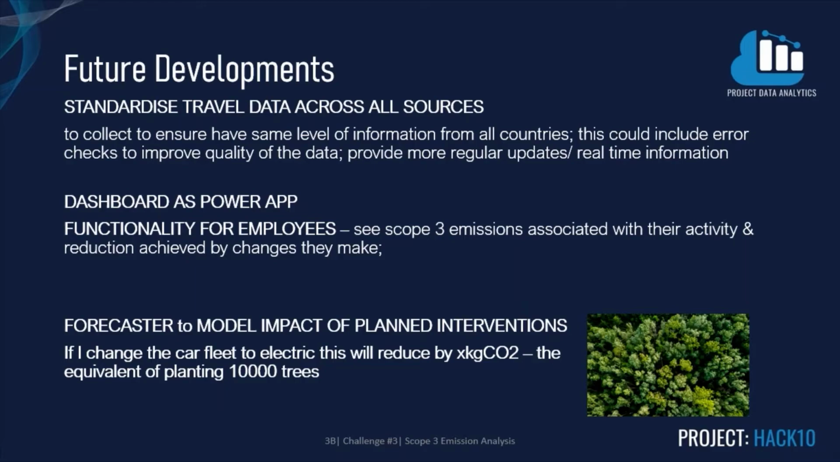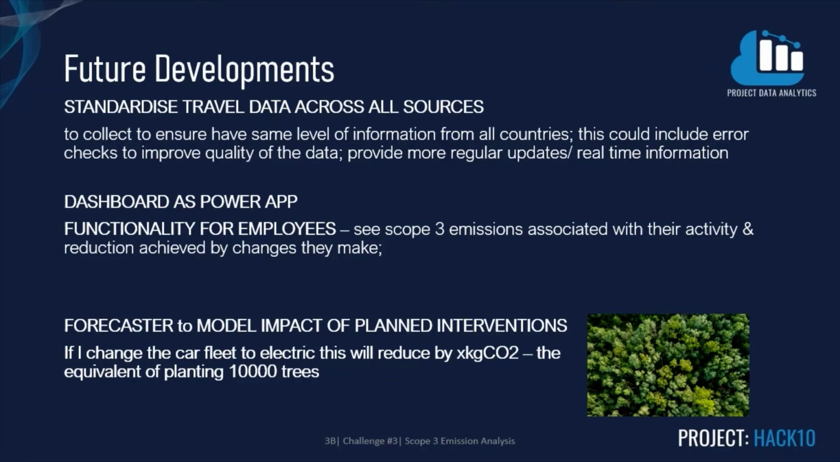So whilst we think the solution we've put together is pretty amazing, there are some things that we can see can be future developments to take this further. Certainly, we recognise the need to standardise travel data across all sources. So that means we can get the same level of information on flights from all countries, and then can incorporate error checks that can improve the quality of that data, make sure it's timely and we get regular updates, or that we're then feeding in real-time information.